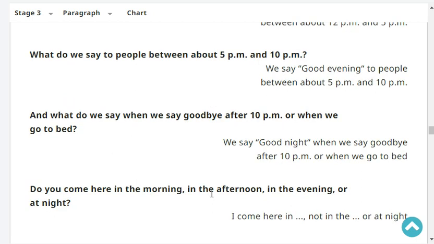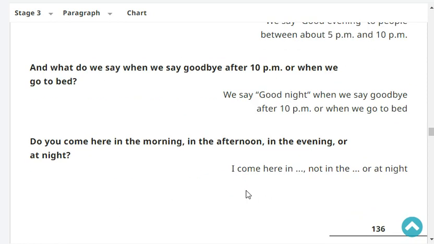Very good. And what do we say when we say goodbye after 10 p.m. or when we go to bed? We say good night. We say goodbye after 10 p.m. or when we go to bed. Very good. One more. We say good night when we say goodbye after 10 p.m. or when we go to bed.